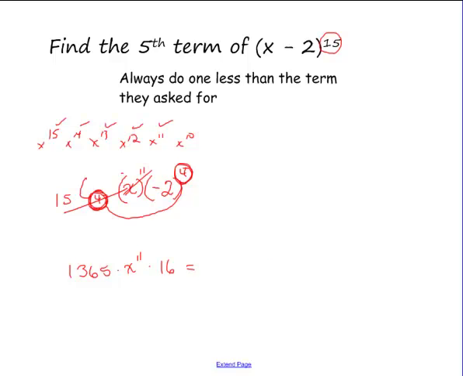Because remember, when you raise a negative to an even power, it's positive. So my final answer is 1,365 times 16. The fifth term would be that right there.